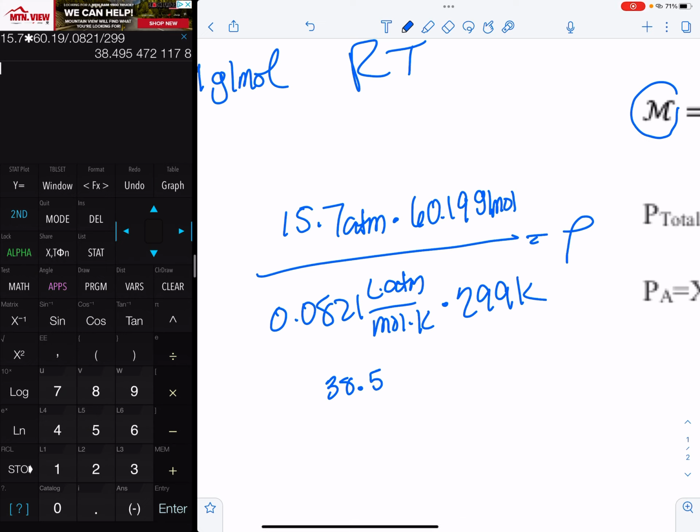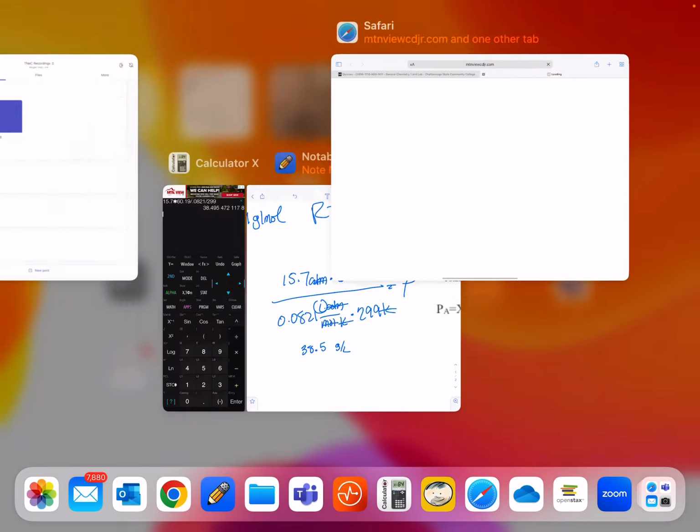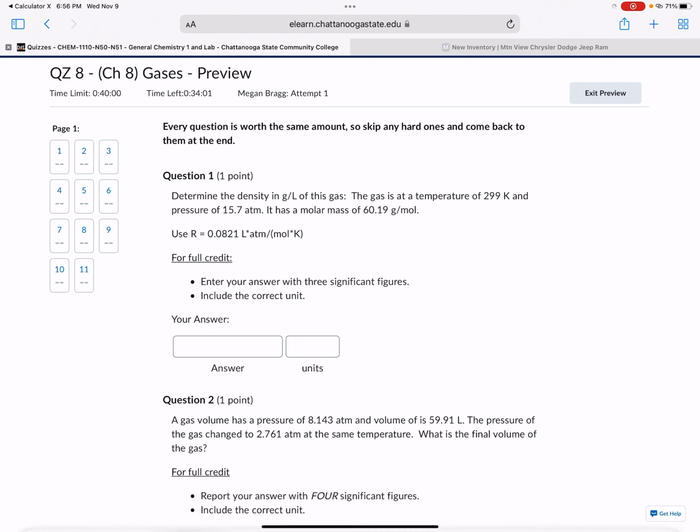38.5. And if we're worried about my units, atm cancel, moles cancel, Kelvins cancel, and that leaves me with grams per liter, which is what I wanted. So go back over to here. There we go, and we can see my answer right there.